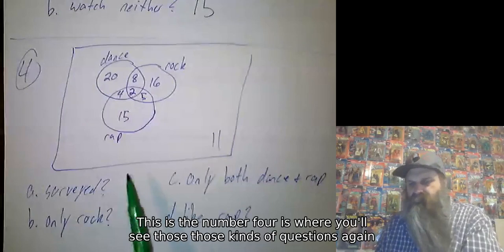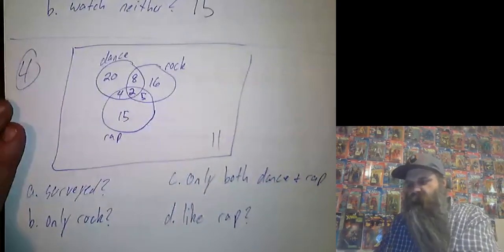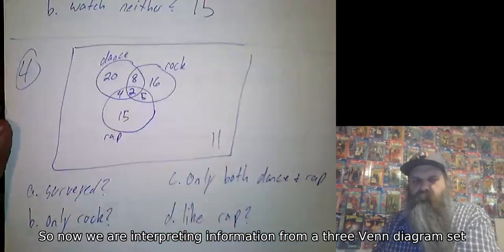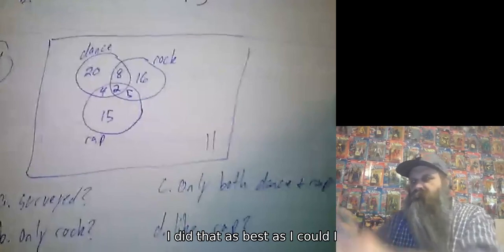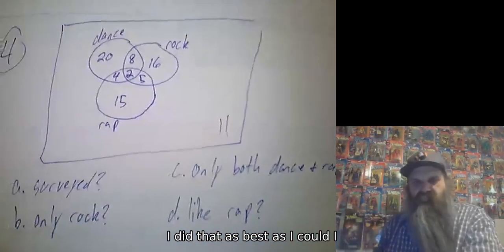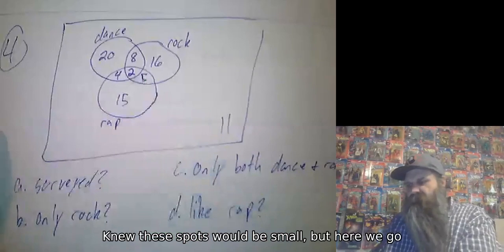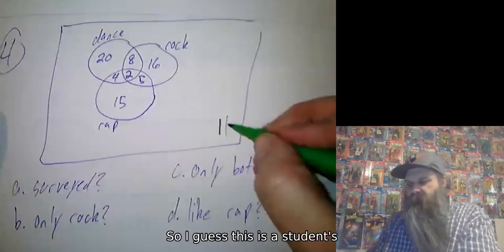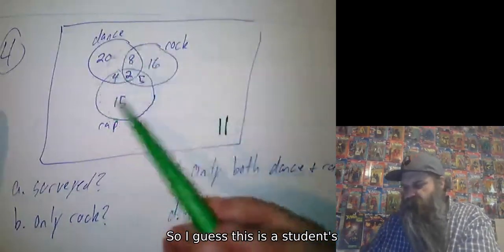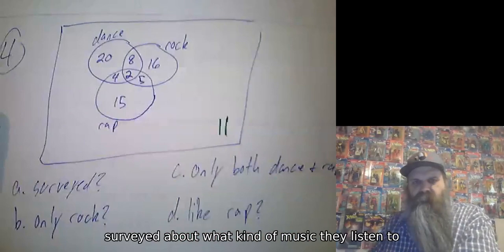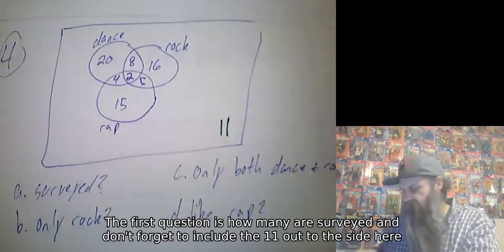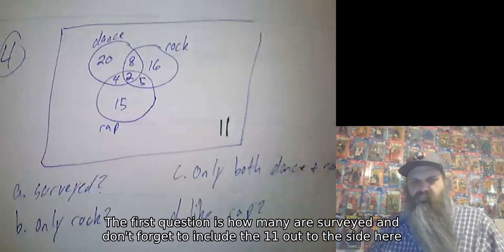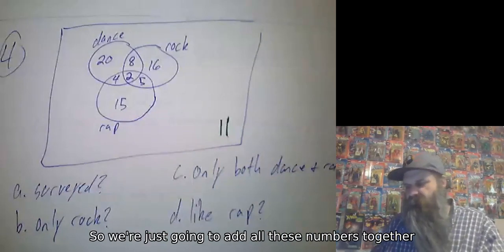Number 4 is where you'll see those kinds of questions again. So now we are interpreting information from a 3 Venn diagram set. I did that as best as I could. I knew these spots would be small, but here we go. And again, it has the 11 here. So I guess this is students surveyed about what kind of music they listen to. The first question is, how many are surveyed? And don't forget to include the 11 out to the side here. So we're just going to add all these numbers together.